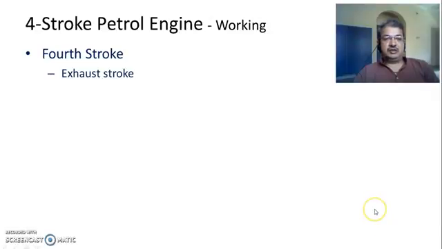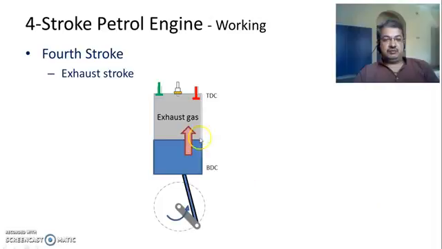The final stroke is called the exhaust stroke. Once the expansion stroke is complete, we have the exhaust gases, burnt gases, remaining inside the cylinder. At the beginning of this stroke, the exhaust valve opens. The moment the exhaust valve opens, the exhaust gases inside the cylinder suddenly go out of the cylinder, reducing the pressure.